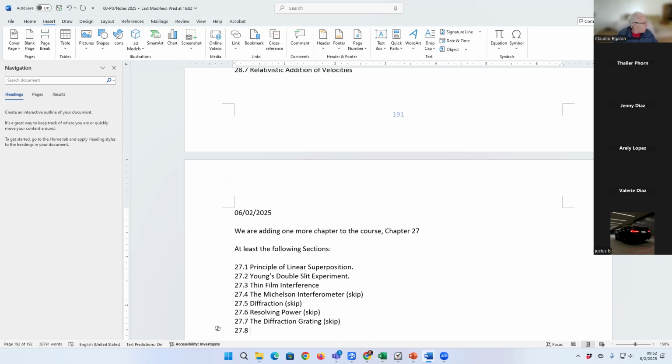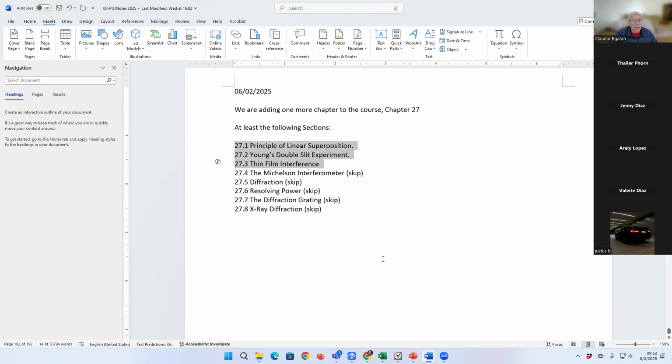And one more, X-ray diffraction. Okay, those 1, 2, 3, 4, 5. Let us stick with those 3 for now. Skipping for now.